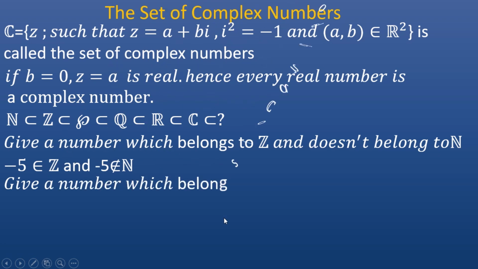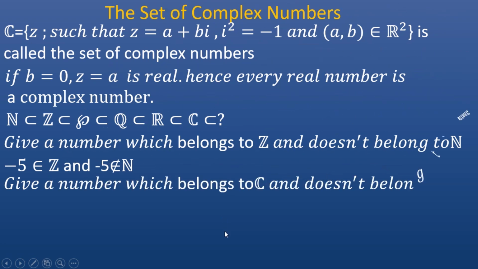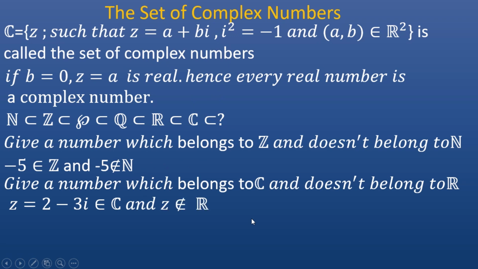Give a number which belongs to C and doesn't belong to R. Which number belongs to C and doesn't belong to R? We should have b different from 0. Z equals a plus bi such that b is different from 0. Z equals 2 minus 3i belongs to C and Z doesn't belong to R.